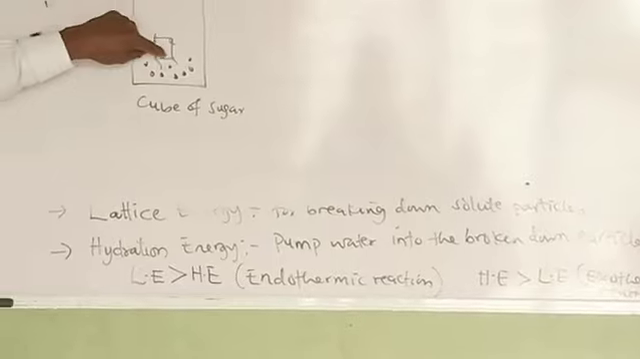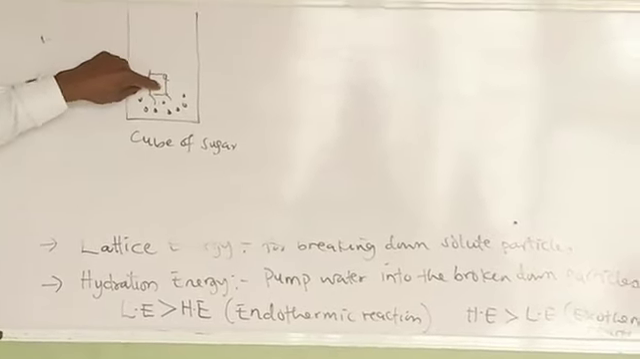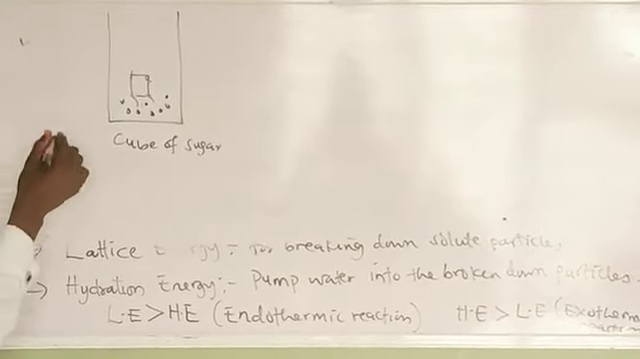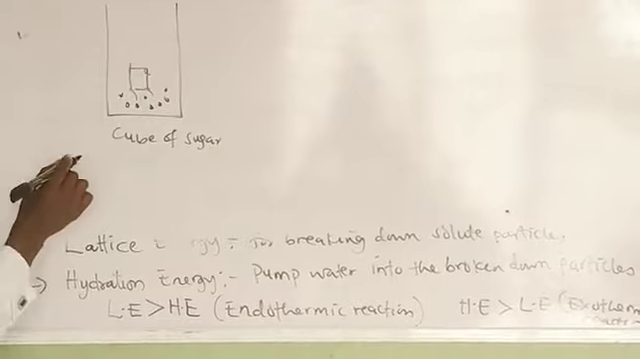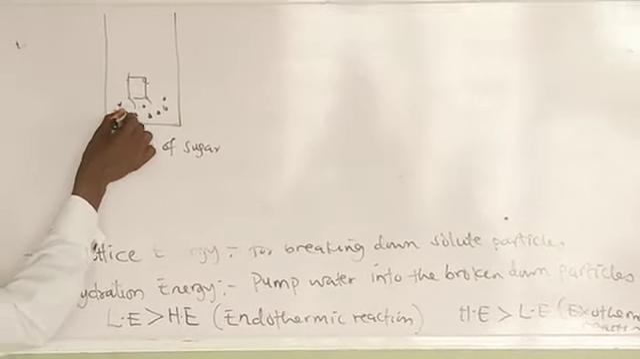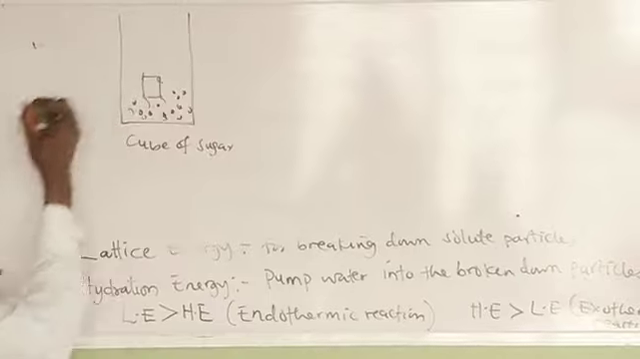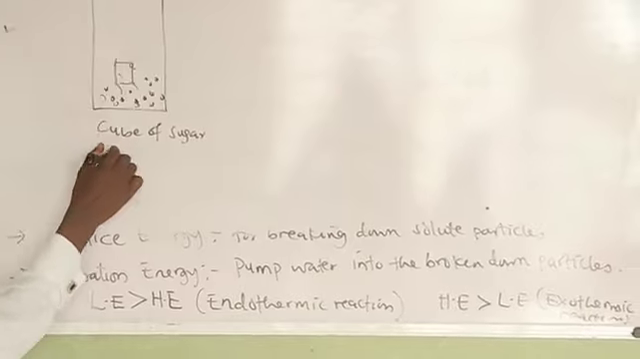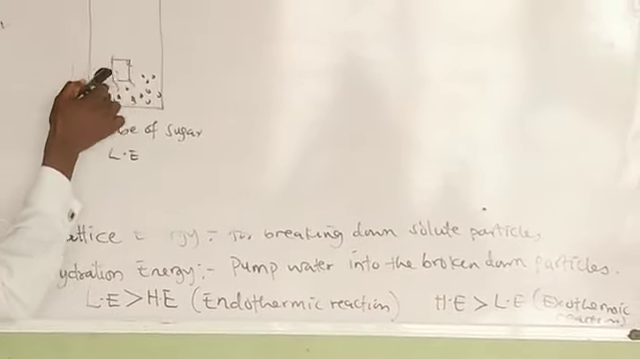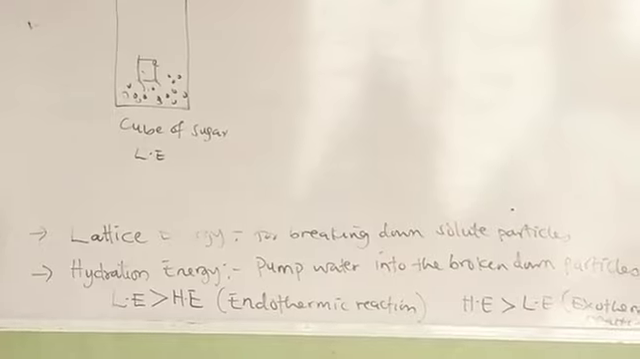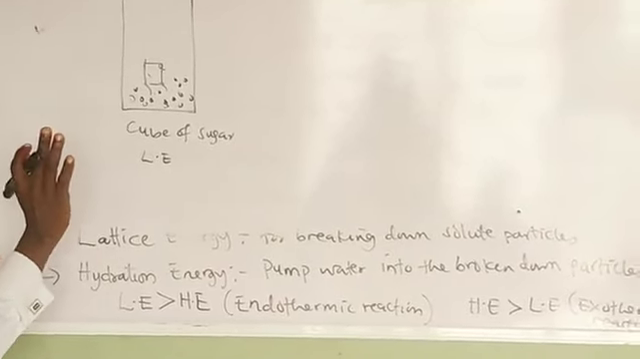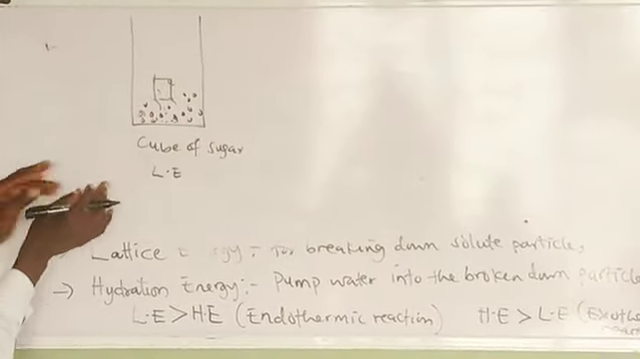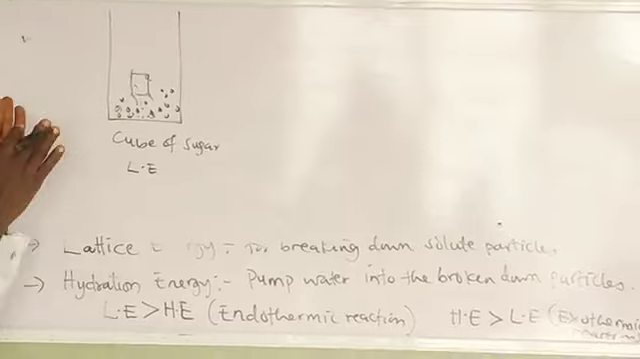The first thing you are going to observe is that the cube of sugar will be losing its shape, and you will be seeing a white crystalline substance inside the water. What has happened to the sugar is that the lattice energy is trying to break it down first. Then the next thing you are going to observe is that those tiny white particles you are seeing inside water will be disappearing little by little.